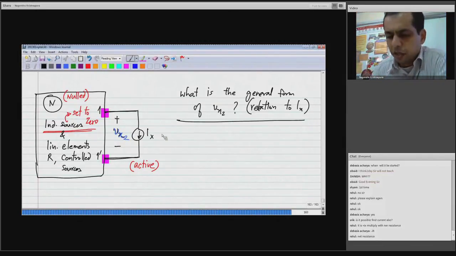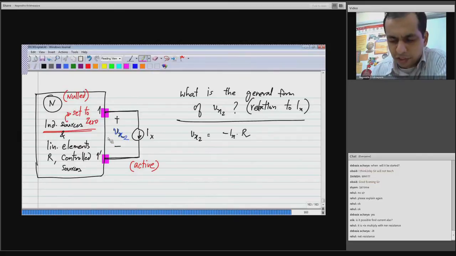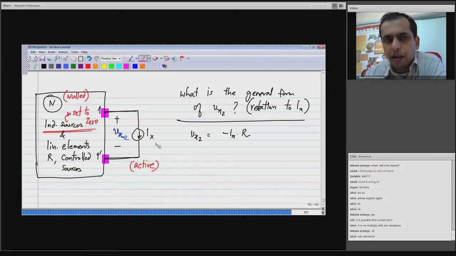Yeah, I think many of you are able to answer it. Vx2 will be proportional to Ix, and with the polarities given, it will be of the form minus Ix times some R, where R is a property of this circuit. R is basically the resistance looking into the terminals 1-1 prime. Because we have a single independent source here, Ix, and all the other sources are nulled, and all the other components are linear, every branch voltage and current will be just proportional to Ix, and that will apply to Vx2 also.